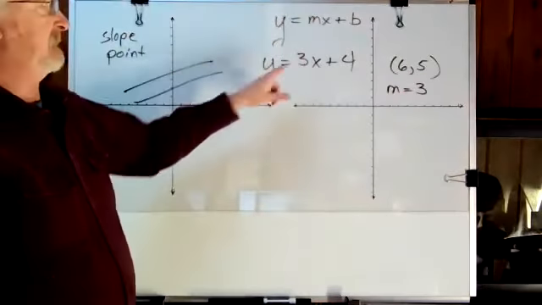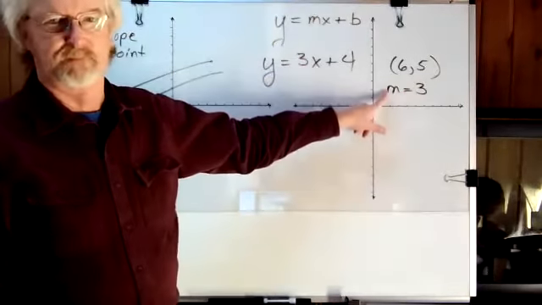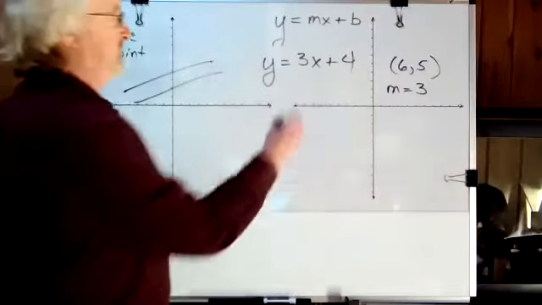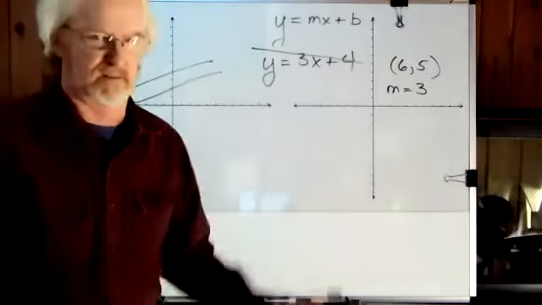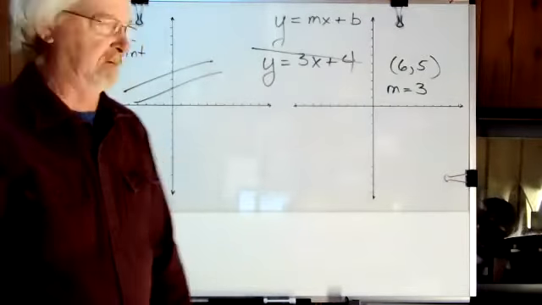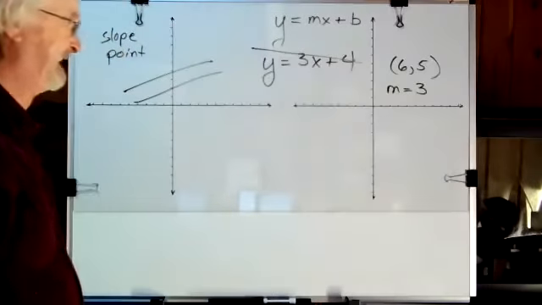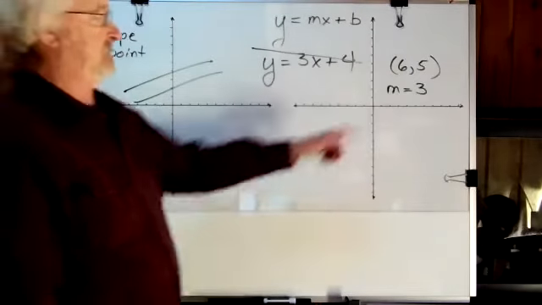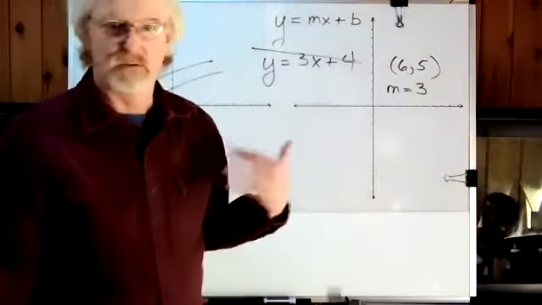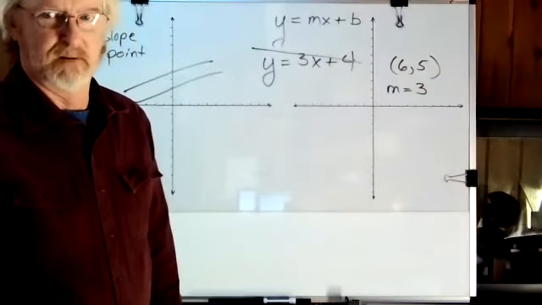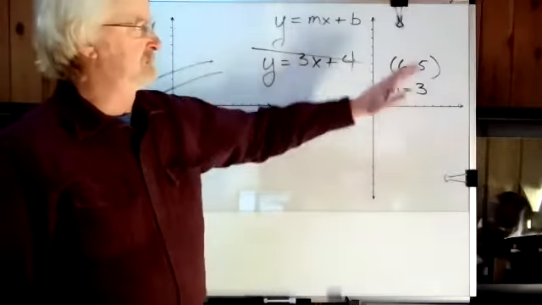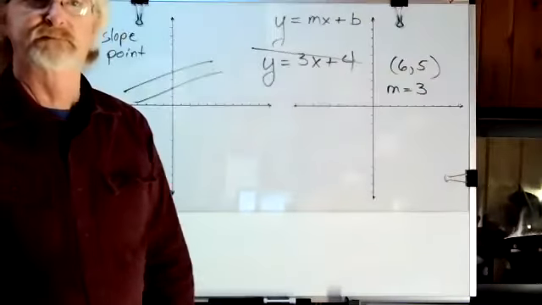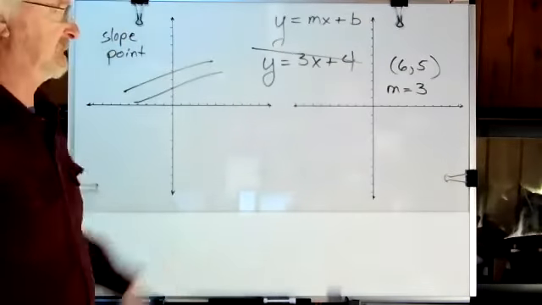If it's going to be parallel, I know it's got to have a slope of 3. And that's all I do with this equation now. I'm done with that one. Don't try to mix them together. Now I have a slope and a point, and I'm doing what we did a minute ago. I'll come up with the equation of another line through this point with this slope, which just happens to be parallel to that one.